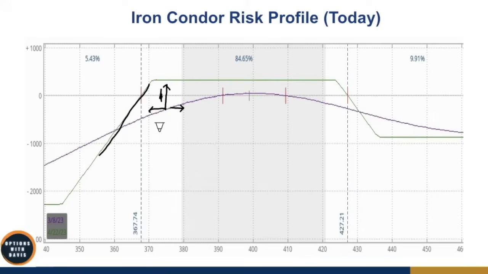It's your discretion. If you want to hold on to it, nothing wrong with that as well. The other alternative is to just roll the whole iron condor out, right? So chances are that if the price is still within the iron condor at 21 days, then guess what? You can roll this whole iron condor out for a credit, right? Chances are that you'll be able to get a credit.